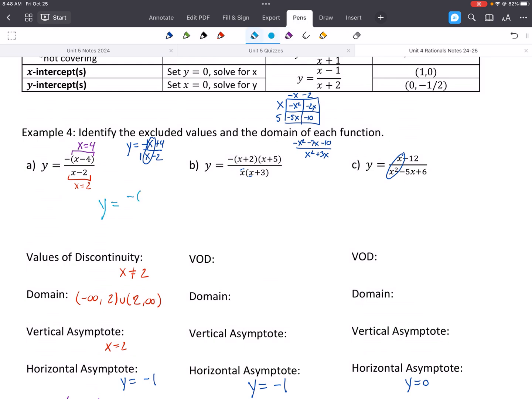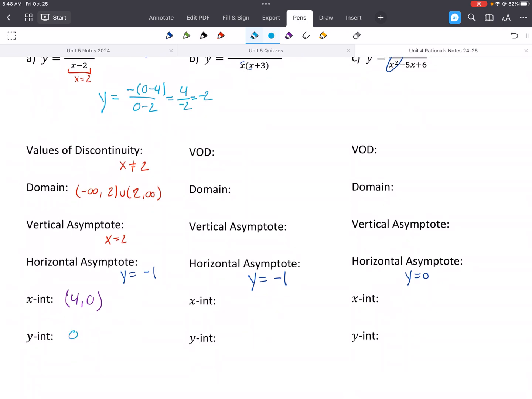So we'd have negative 0 minus 4 over 0 minus 2. And again, you're welcome to use a calculator to type that in if you'd like. It's not too bad. It'll become 4 over negative 2, which is negative 2. So it would have 0, negative 2. Okay. All right, let's try another one.